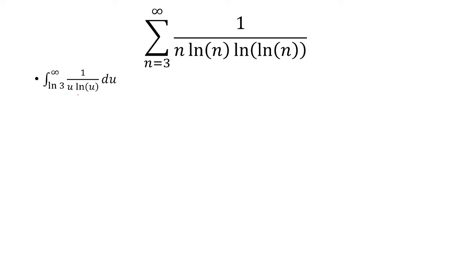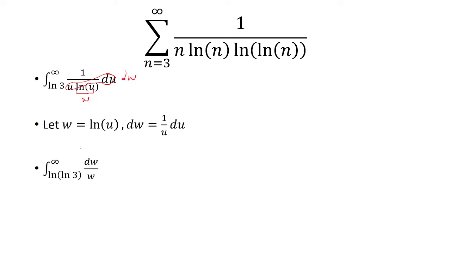Now at this point I have to make another u substitution, so I'm going to introduce w this time. So w is going to be ln of u. So then du over u is going to be dw. So we just have dw over w, and when u is ln of 3, w is ln of 3. So that's by plugging it into here. And then as u approaches infinity, w also approaches infinity.